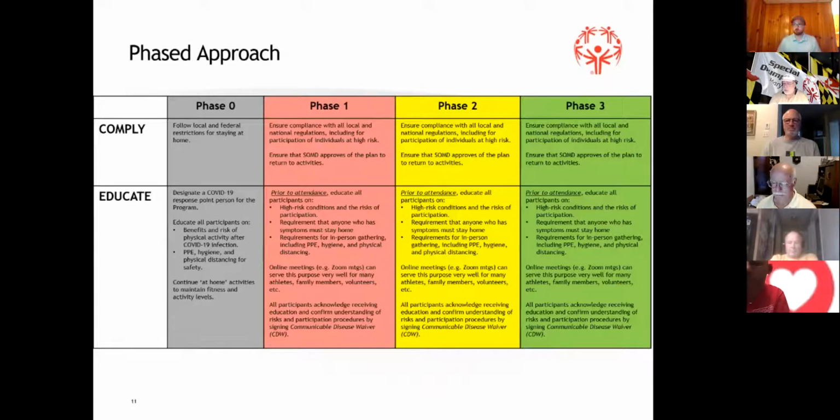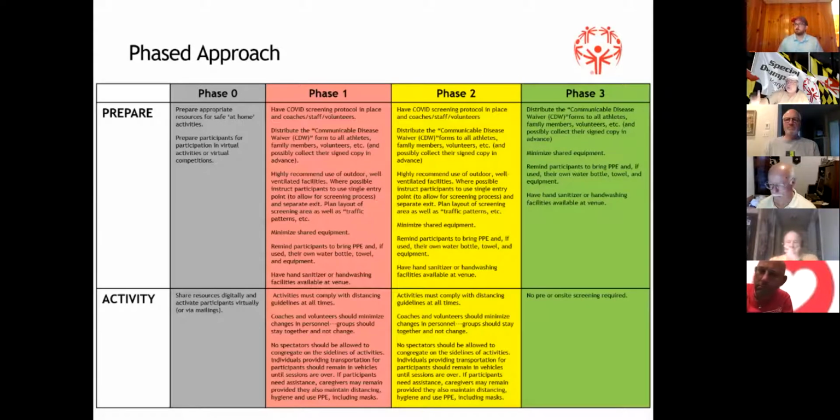But use the Zoom meetings and such with that. Then preparing, it kind of walks through with each phase things to go through, having the communicable disease waivers ready. I would even send them out ahead of time.